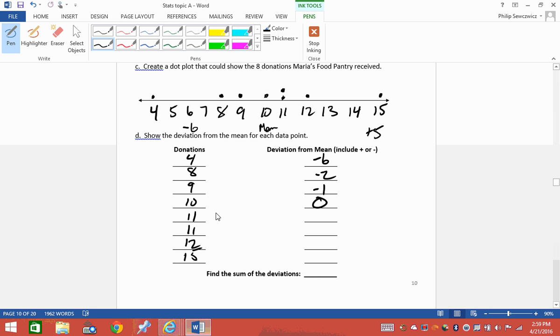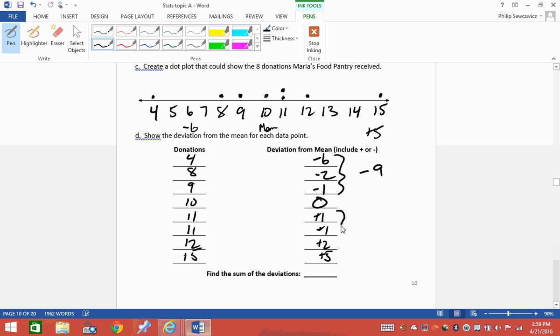All right. 11, I am 1 above. 11, 1 above. 12, I am 2 above. And 15, I am 5 above. So let's see here. Look at all my negatives there. 6 plus 2 plus 1. That is 9. So I've got a total of -9 altogether.